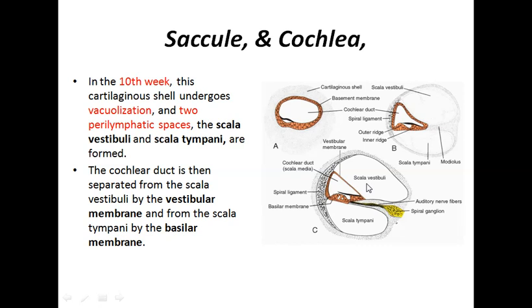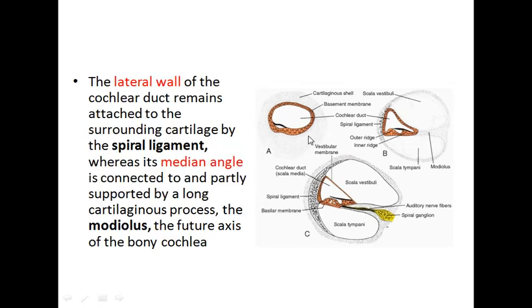And what are scala vestibuli and tympani? These are the two vacuolated spaces produced in the cartilaginous shell around the cochlear duct, right? The lateral wall of the cochlear duct is found attached to the surrounding cartilage by the spiral ligament.